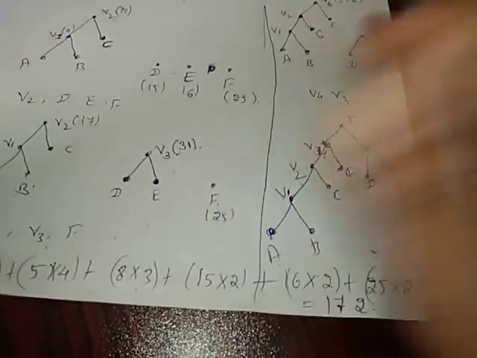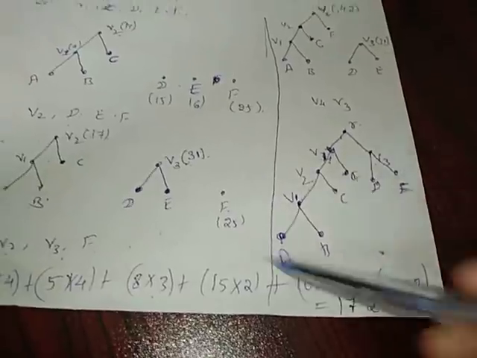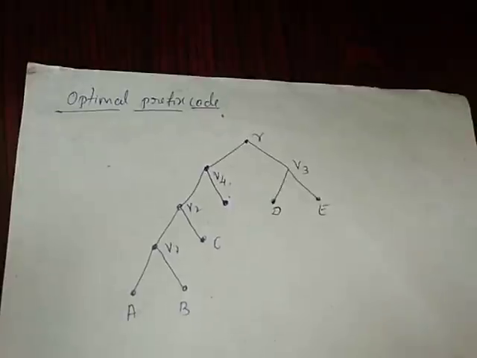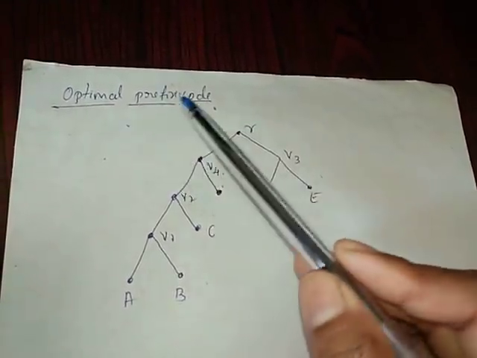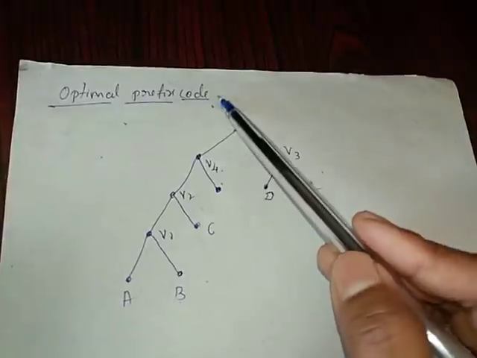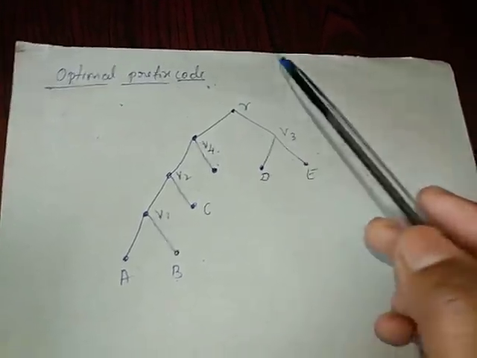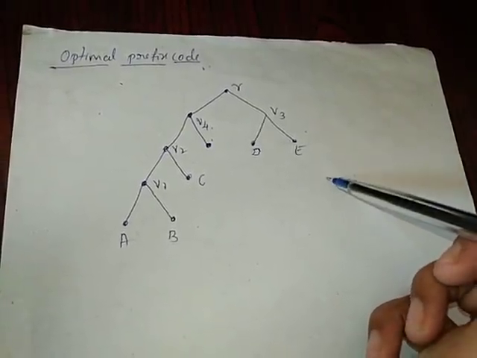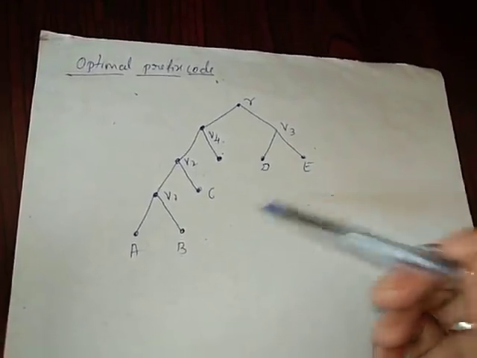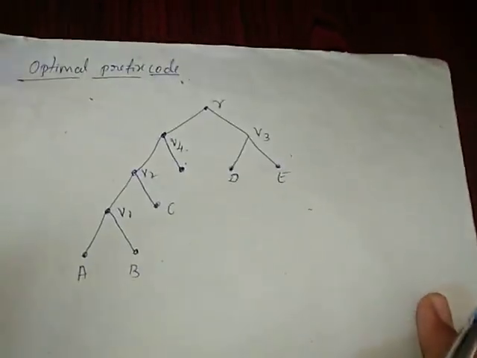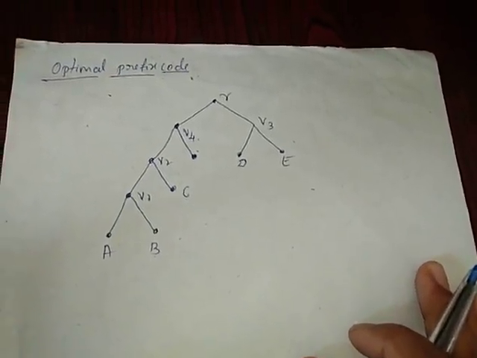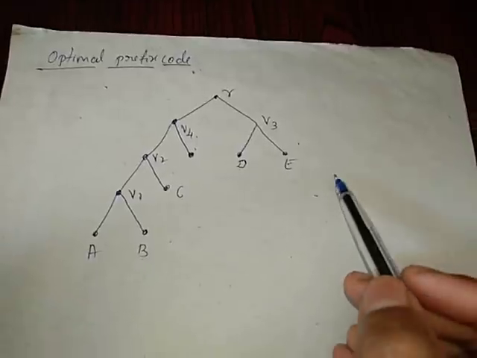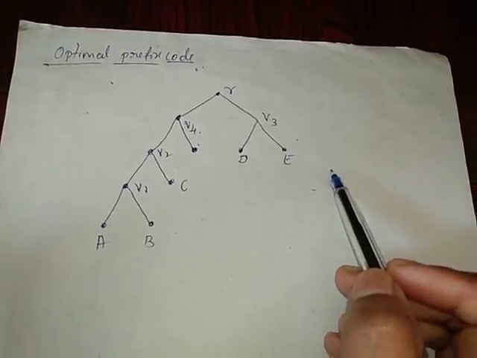So now we get a tree that is like this, and the weight of this tree will be calculated. We get 172. So the next topic is optimal prefix code. To construct the optimal prefix code, for the given optimal tree, I am taking the same tree that we have already previously constructed. First we have to assign a prefix code for the tree by the procedure that we have already discussed in the previous sessions.